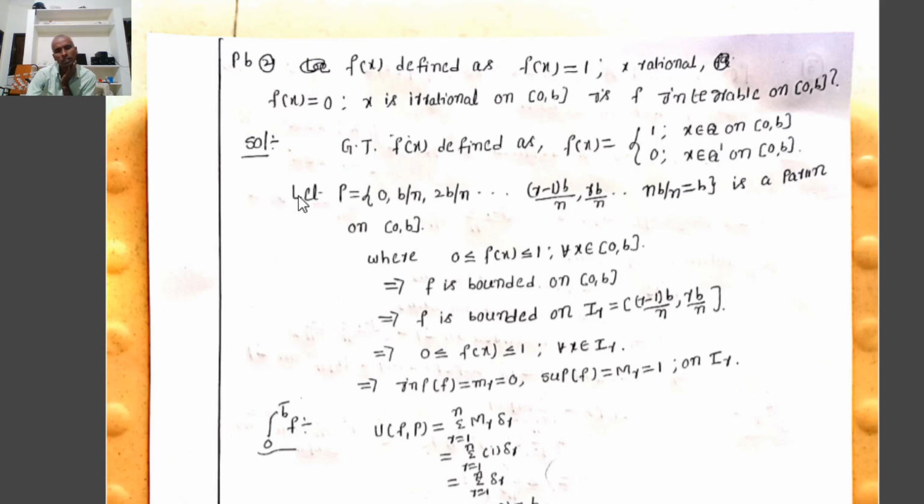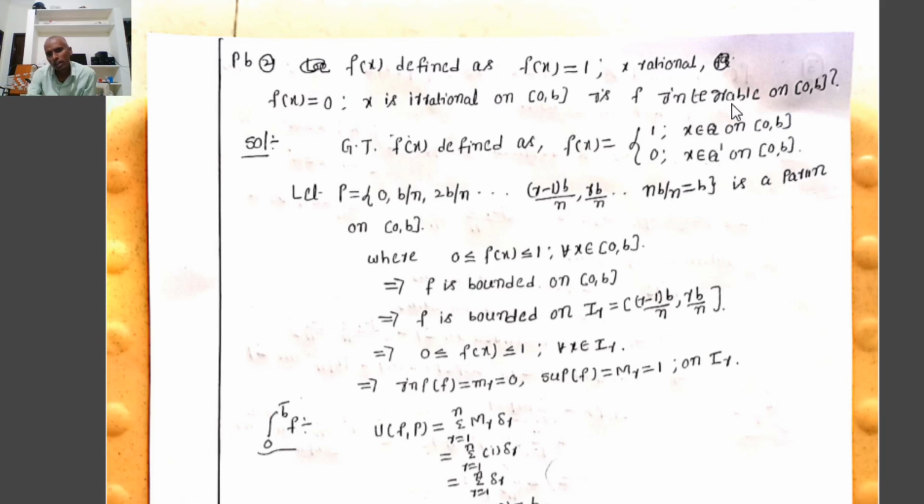Already we know that the partition P on closed interval 0 comma b is defined as: let partition P equal to the set of 0, b by n, 2b by n, 3b by n, up to (r minus 1)b by n, rb by n, up to nb by n equal to b, is a partition of closed interval 0 comma b.